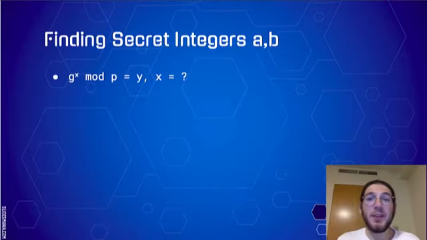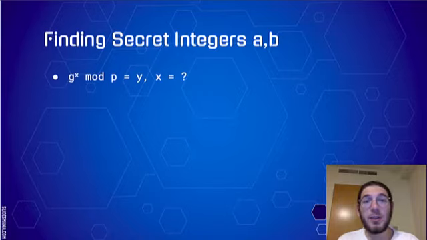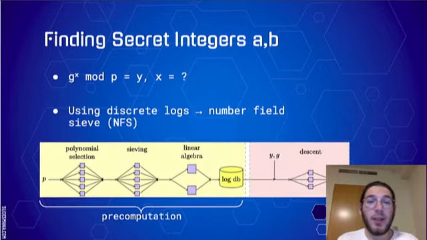To uncover the secret key, we would basically need to calculate either the secret integer A or the secret integer B. And that's not an easy task. It would require us to find X given G to the power X modulo P equals Y. And to find that, we need to calculate discrete logs. To calculate discrete logs, we have a family of algorithms called number field sieve algorithms, NFS.